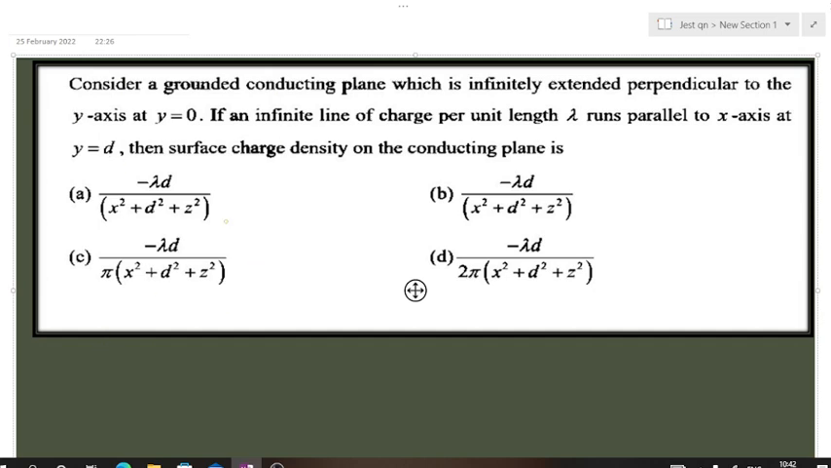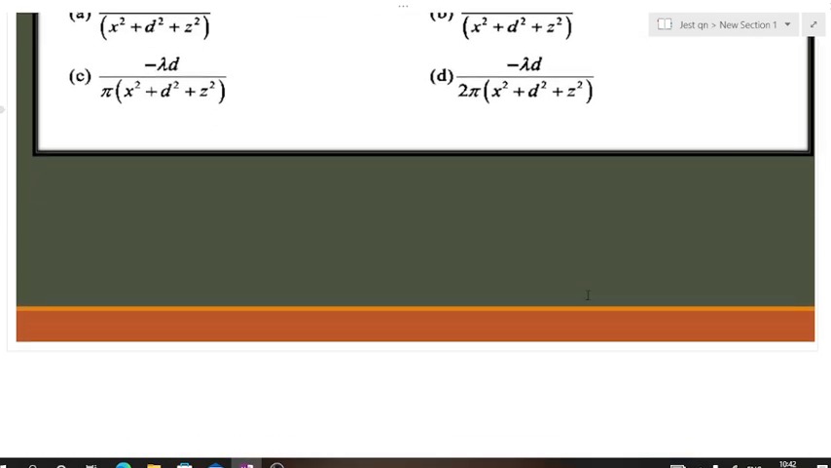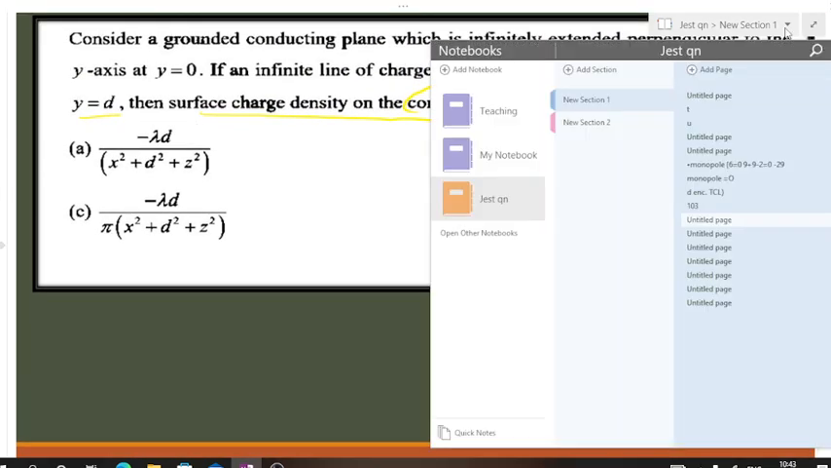Consider a grounded conducting plane which infinitely extends perpendicular to the y-axis at y equal to 0. If an infinite line of charge per unit length lambda runs parallel to the x-axis at y equal to t, then find the surface charge density on the conducting plane. Just draw the figure in the next slide.